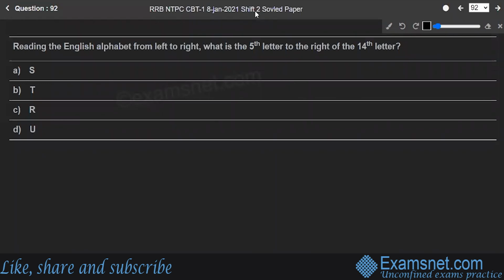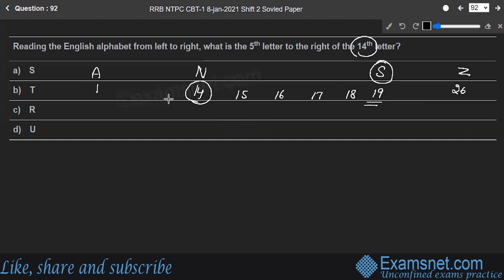Question number 92. Reading the English alphabet from left to right, what is the 5th letter to the right of the 14th letter? So you know one thing in English alphabets, A is at position 1 and Z is at position 26. If we talk about the 14th letter, it is N. N is at 14th number. Now it says 5th letter to the right of 14. So it is 15, 16, 17, 18 and 19. And the 19th one is S. So S is that letter. Simple as that, right? Option A is the correct answer.